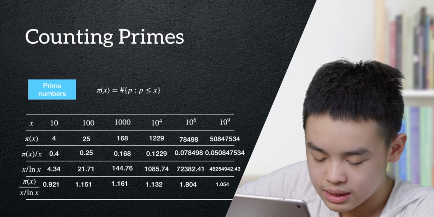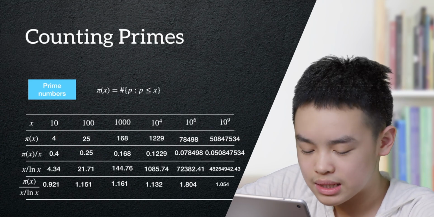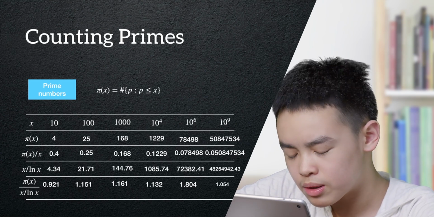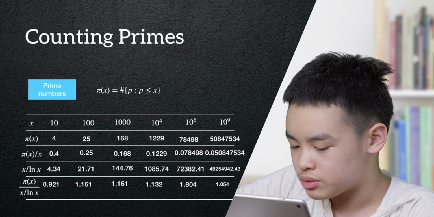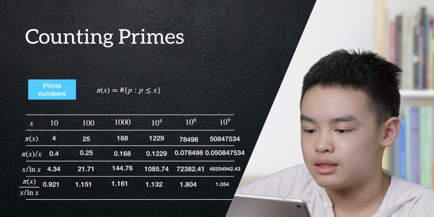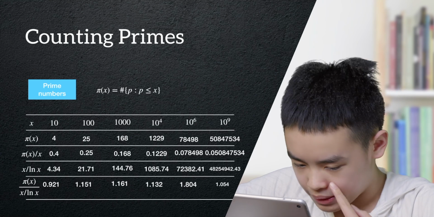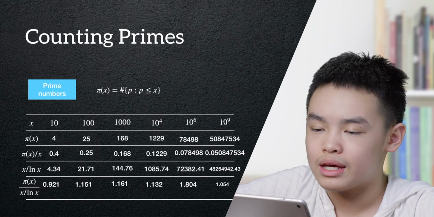We'll check out pi(x) over x, and we find 0.4, 0.25, 0.168, and these humongous numbers I'm not going to read. It doesn't seem to have any pattern. Well, what about x over ln x?